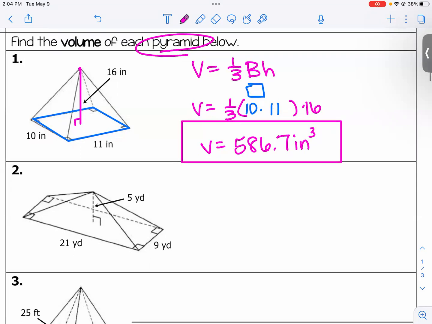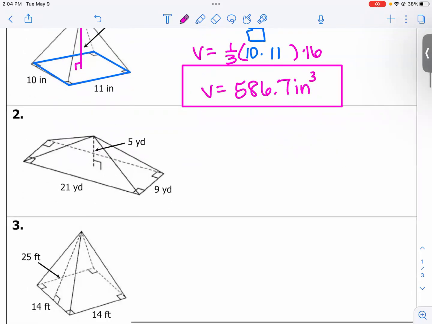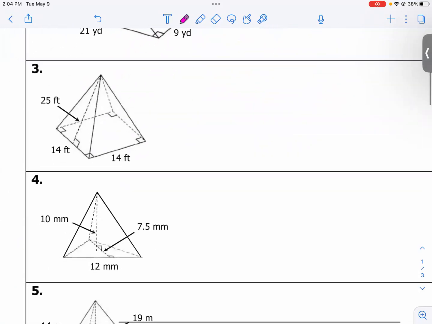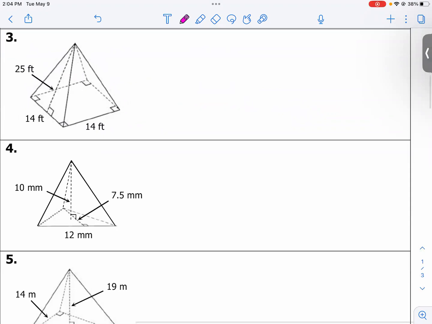So we're going to skip number 2. You can do that in your sleep. Okay. I want you and your elbow partner to sift through number 3.